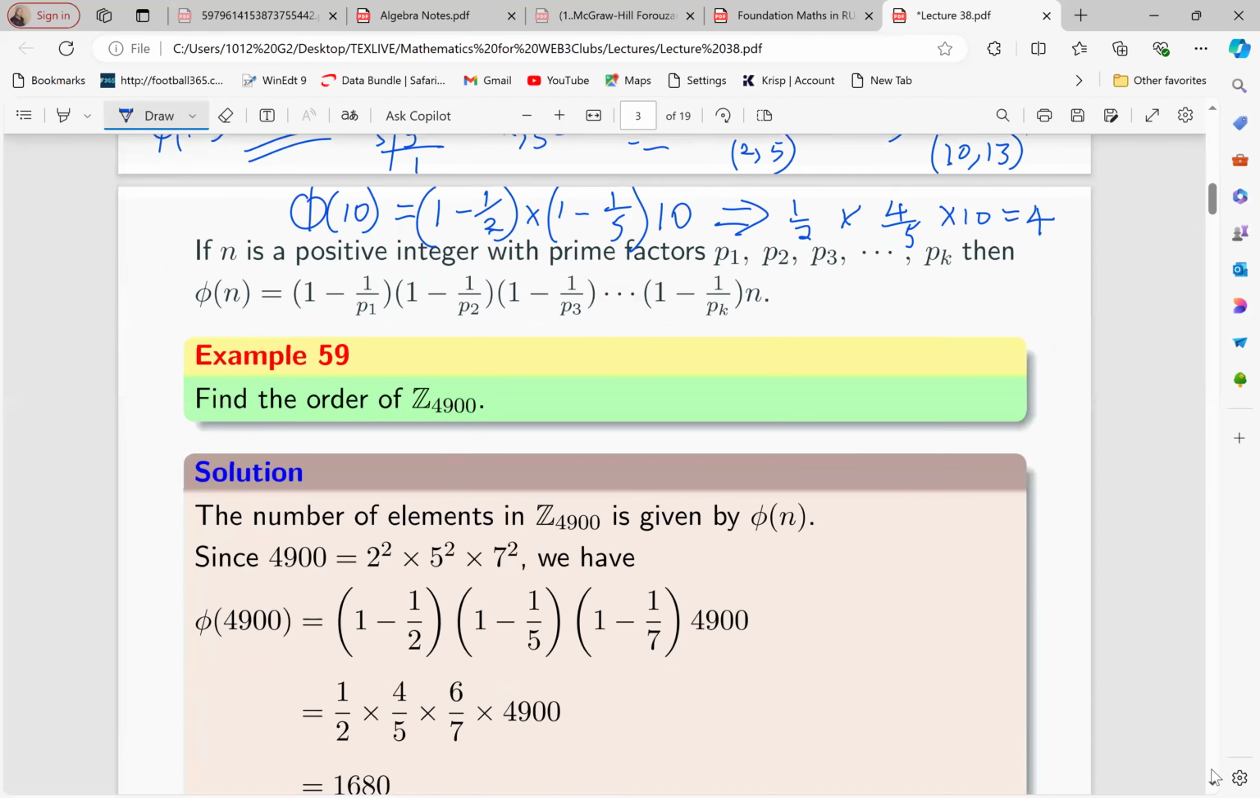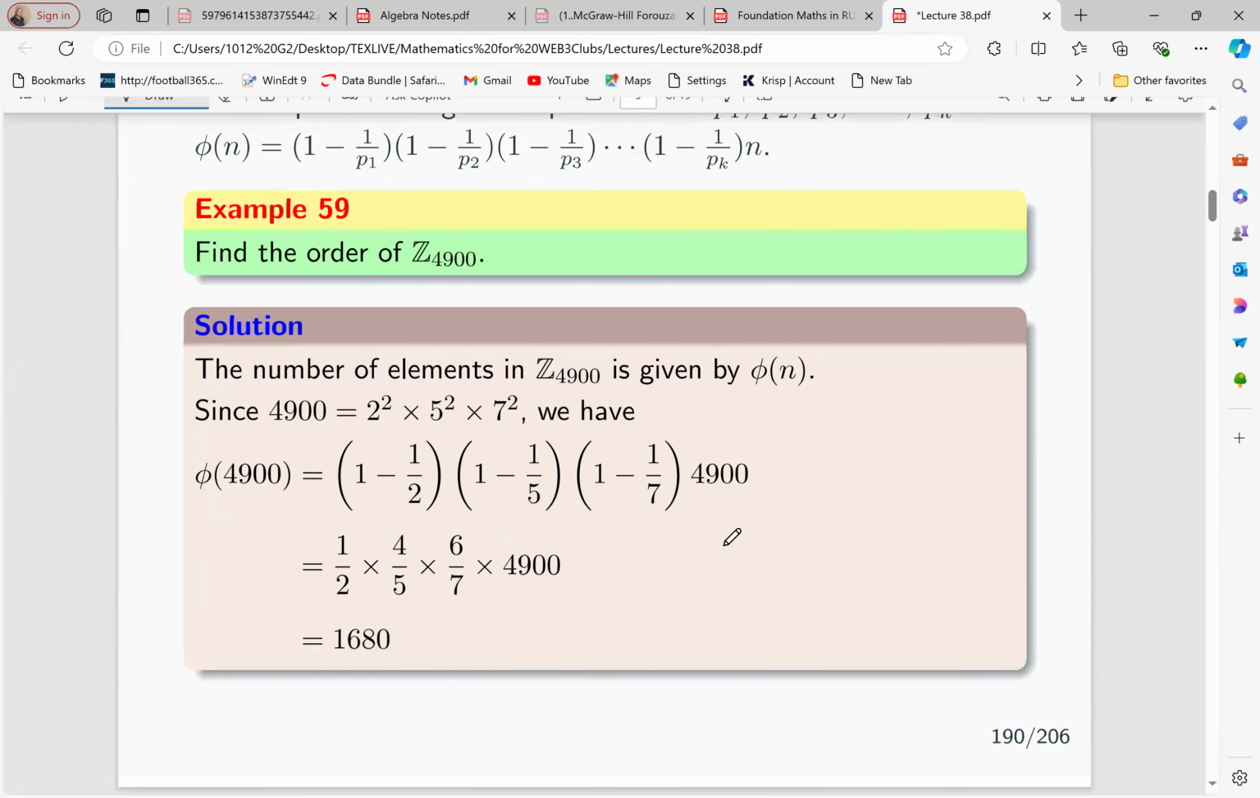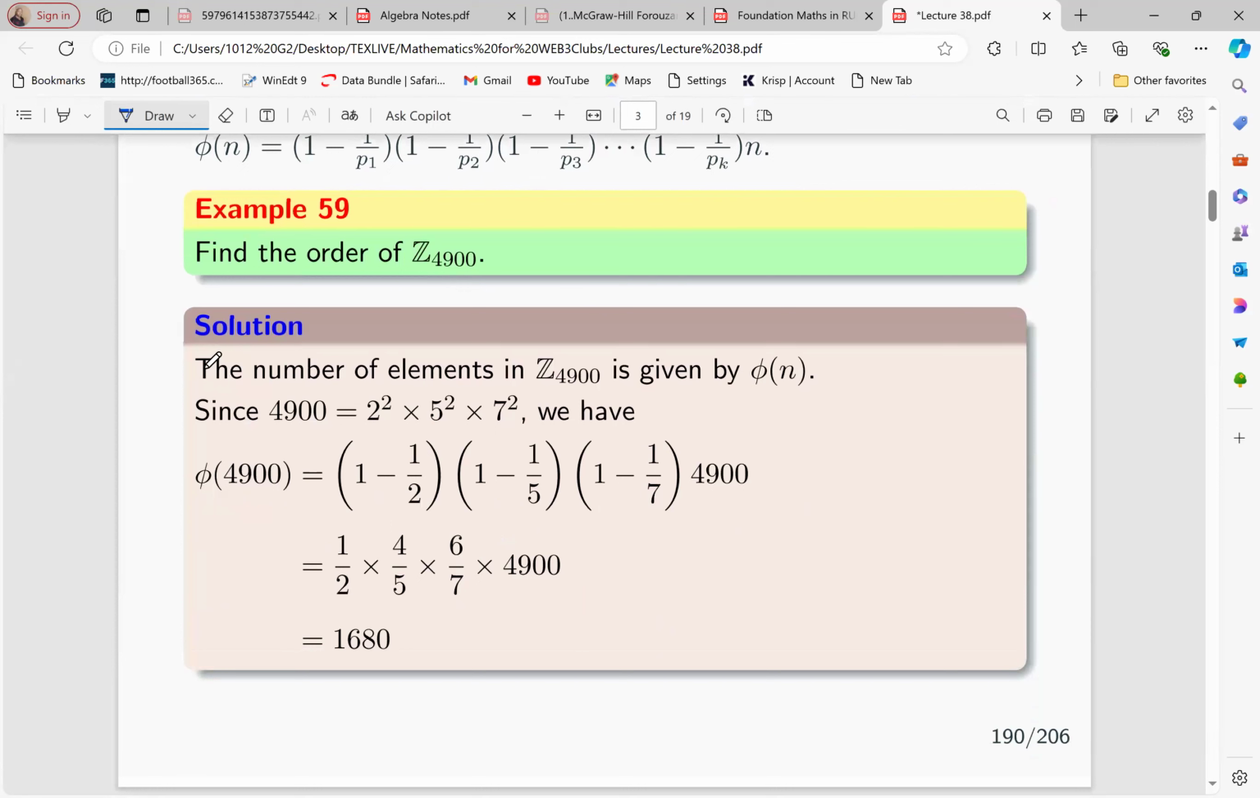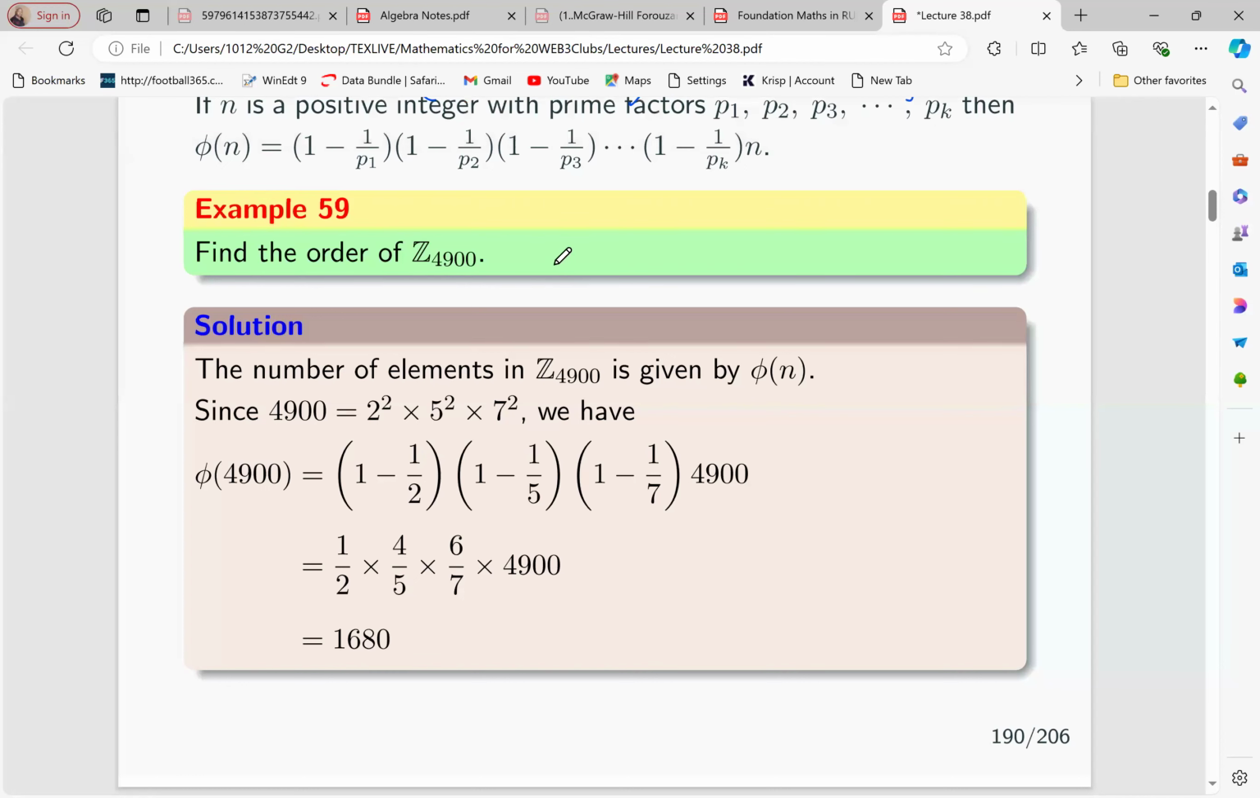So I want to take this example. Find the order of this group. Now, there's supposed to be a star here. I forgot a star here. The group is with the star there.